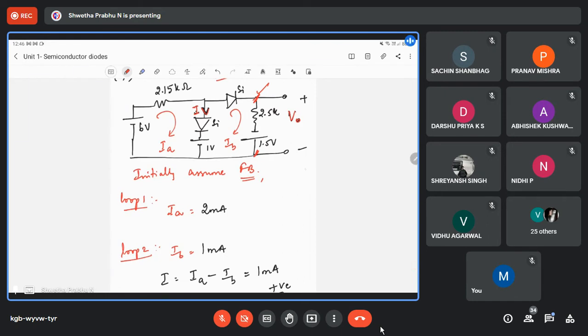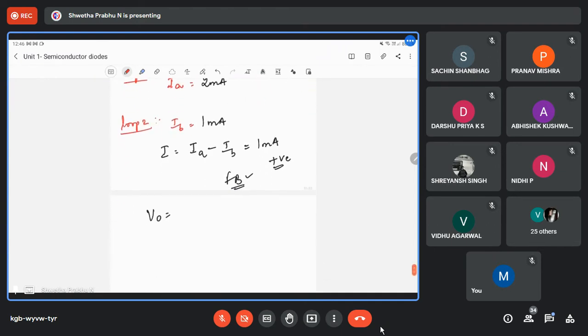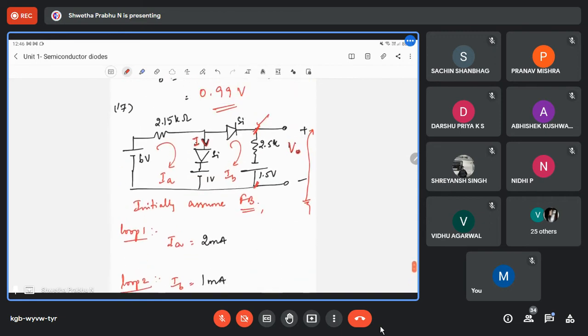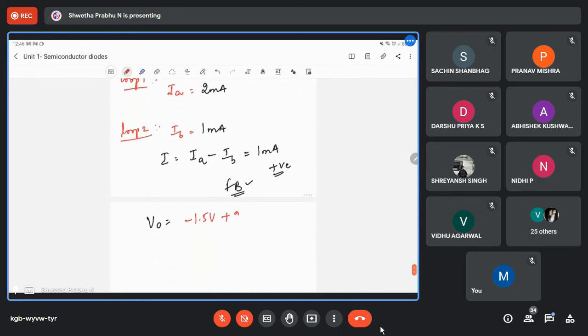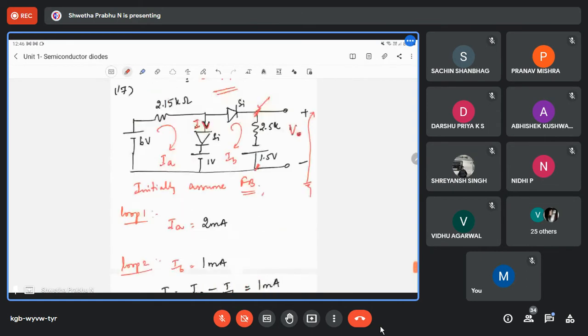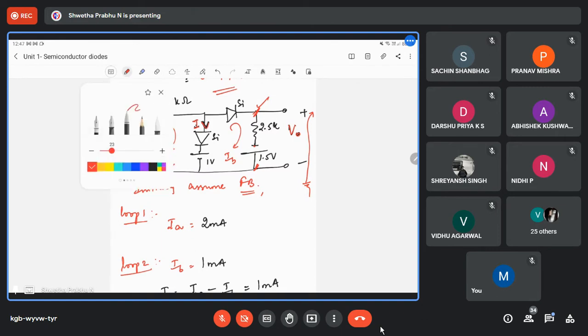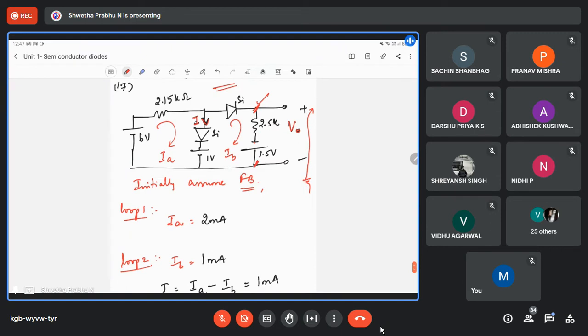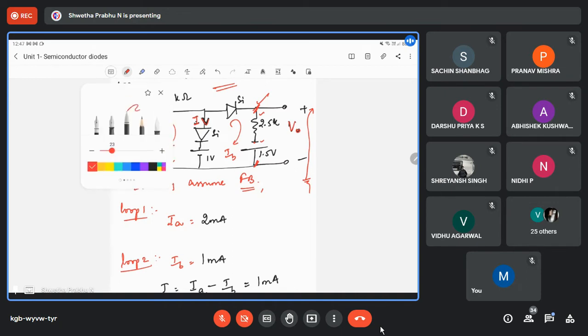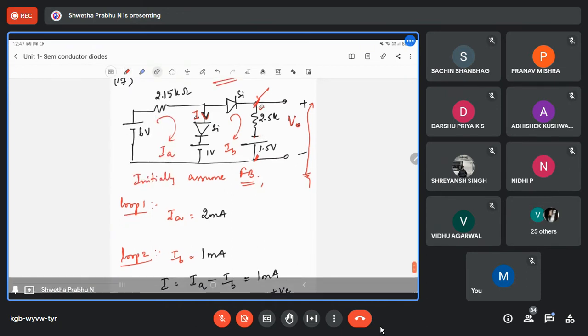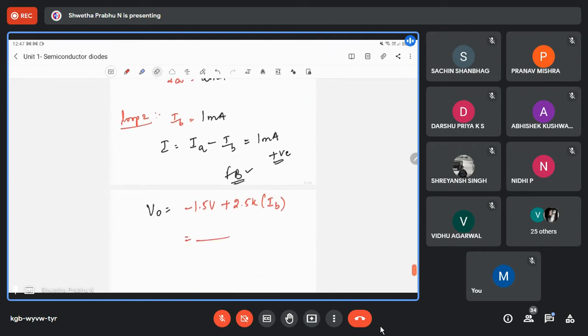Apply the KVL from bottom to top, from ground level to top. So therefore, it is minus 1.5 volts plus 2.5K multiplied by IB. If you do, you'll get the output voltage. So here the drop is minus 1.5 volts and here the drop is 2.5K into respective loop current. Understood? So find the output voltage.